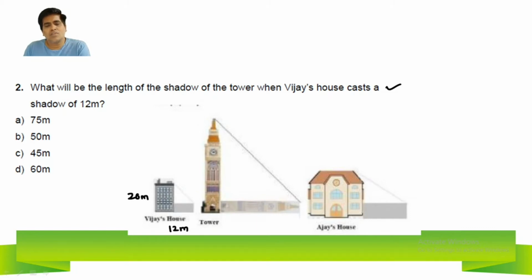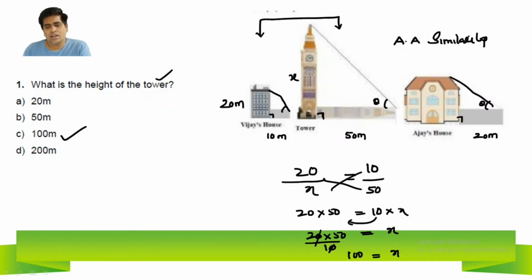Now, what is the length of the shadow of the tower? I am taking it as x meters. But the height of the tower we already calculated, it is 100. So if I go back, the height of the tower is how much? 100. So I am using this one here.